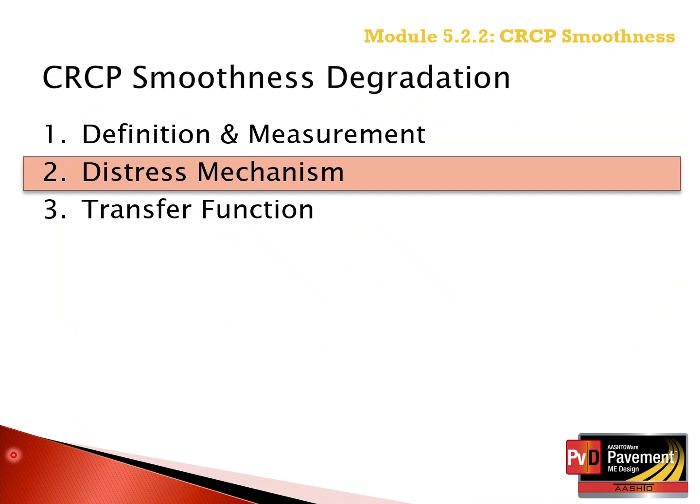Next in this session is to overview the distress mechanism, or the design premise approach used to determine the deterioration or degradation of smoothness after initial construction. The design premise is the same as for jointed plain concrete pavements. The difference is that the distresses are different between CRCP and JPCP.